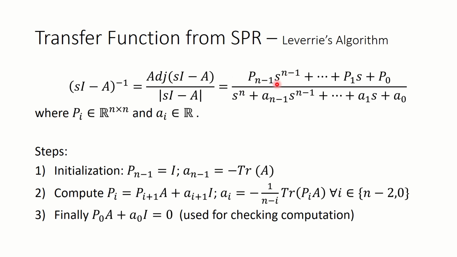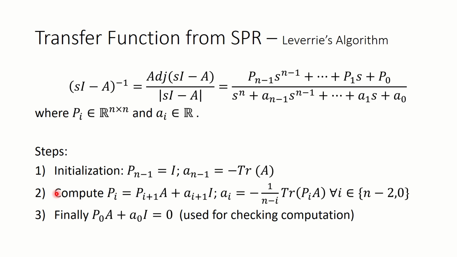So we can suppose that this is basically a matrix coefficient where P_(n-1) is a constant, with s^(n-1) being the degree of s associated with it, plus P_(n-2) s^(n-2), likewise till P_1 s and P_0. So all these matrices P_(n-1) to P_1 to P_0 need to be found out, and these a coefficients also need to be found out. So that is what is given by the Leverrier algorithm.